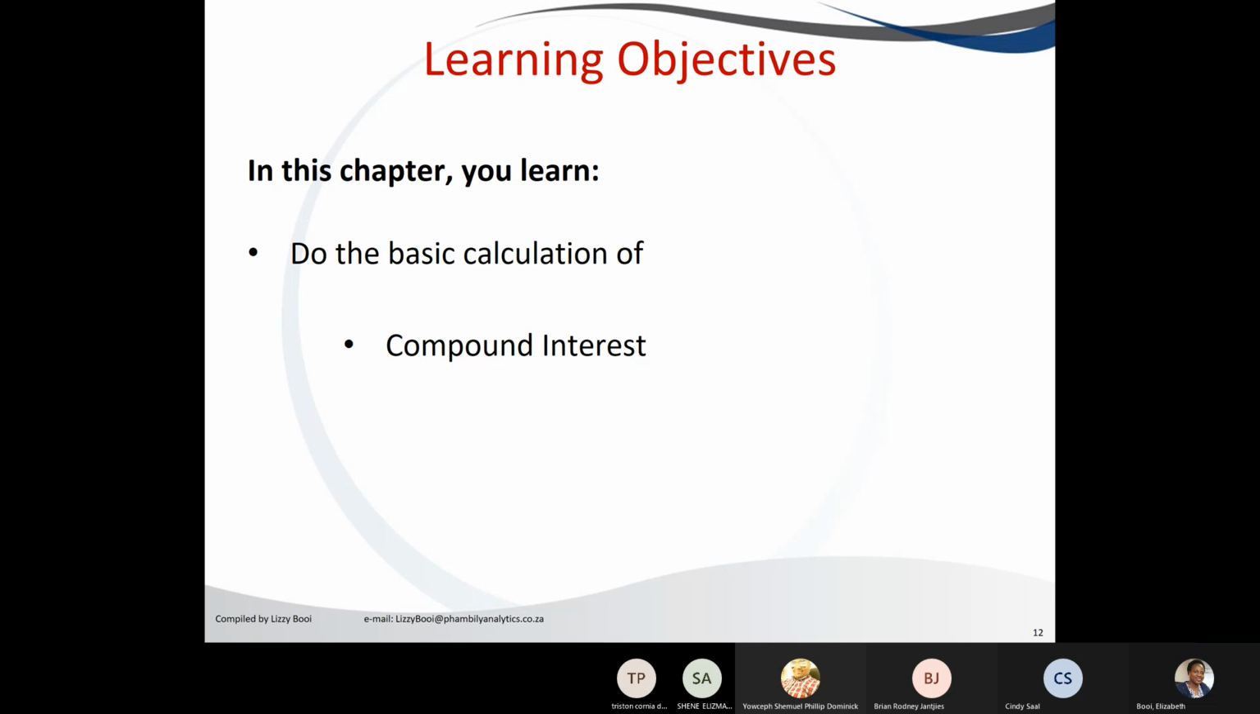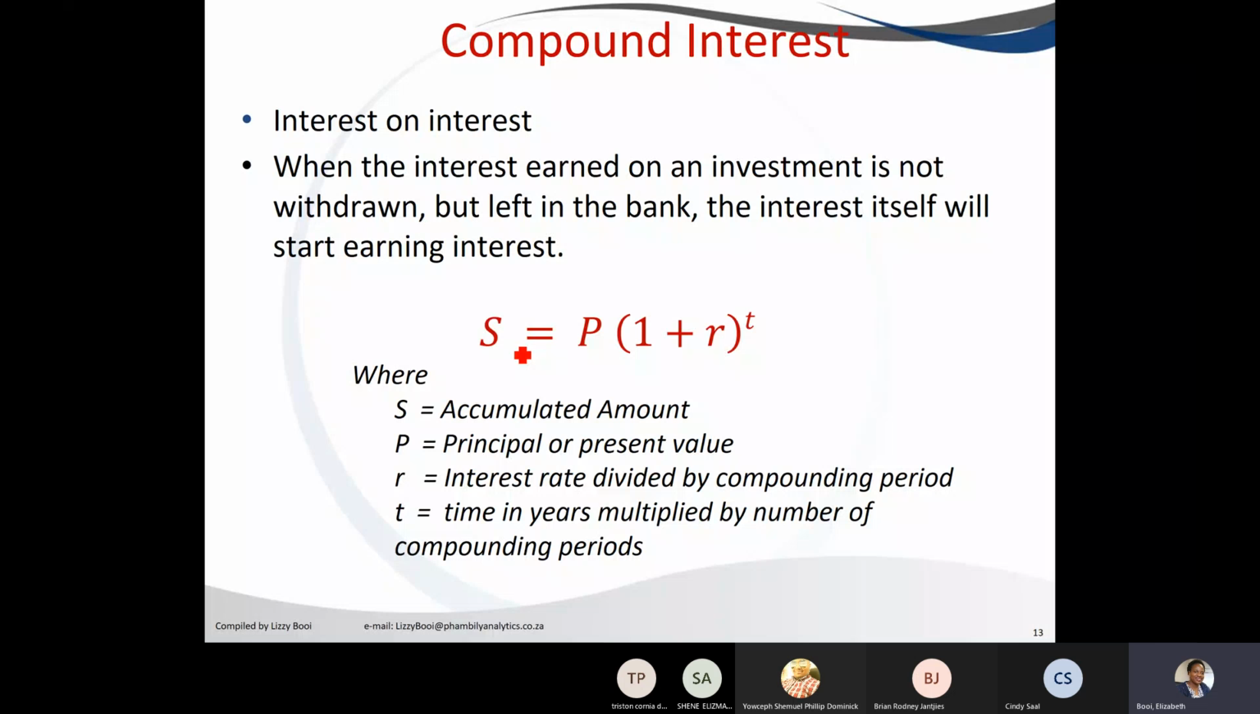And we dealt with this on Monday. We said compound interest is interest on top of interest. And the formula to calculate the future value of compound interest is S equals P times (1 plus R) to the power of T. Those who are calculating manually, you always need to remember the following. Your R, you will need to divide by the compounding period. Your T, you will need to multiply by the compounding period.